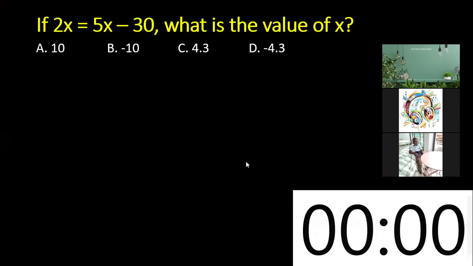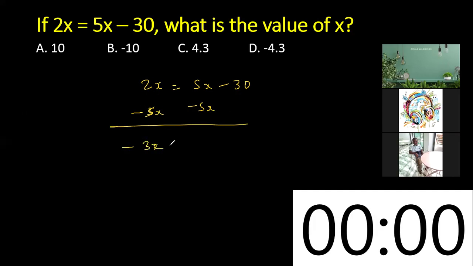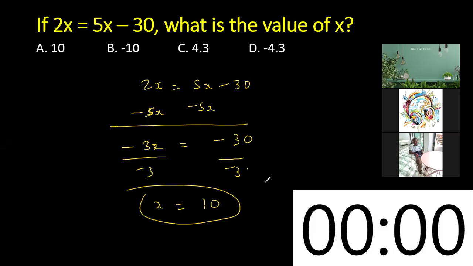So basically, we are going to subtract 5x from both the sides. 2x equals 5x minus 30. Subtract 5x. So 2x minus 5x will be negative 3x. 5x minus 5x is 0. And we have this negative 30 as it is. Divide both the sides by negative 3. What do we get? X equals 10. So option A is correct.